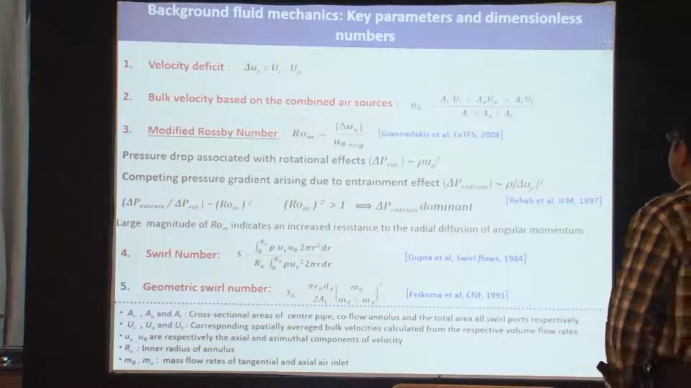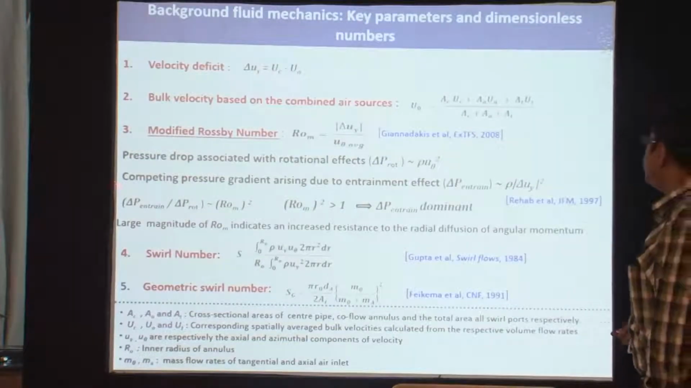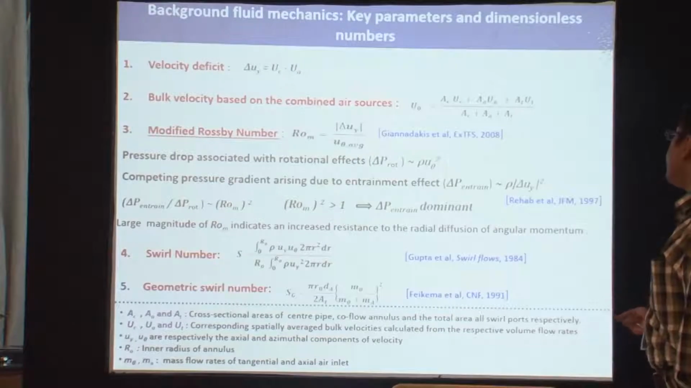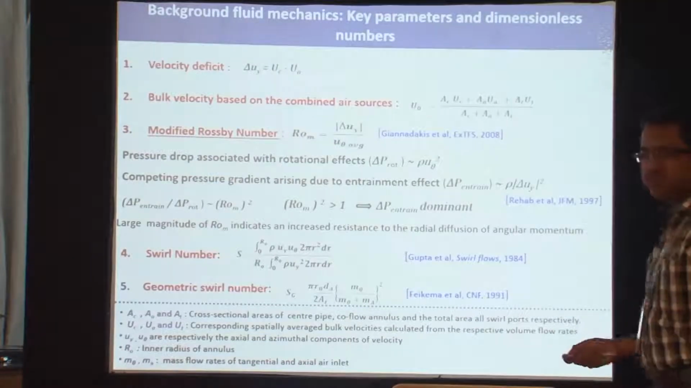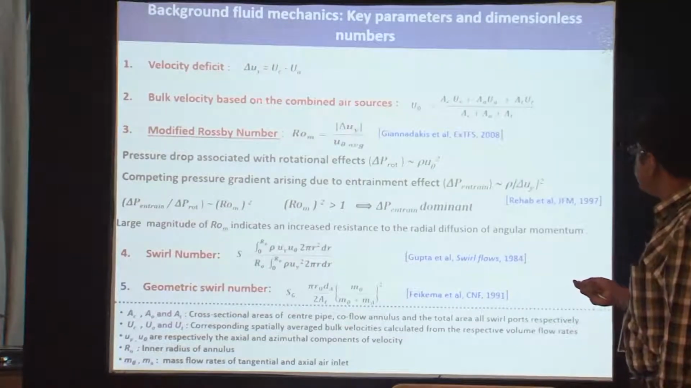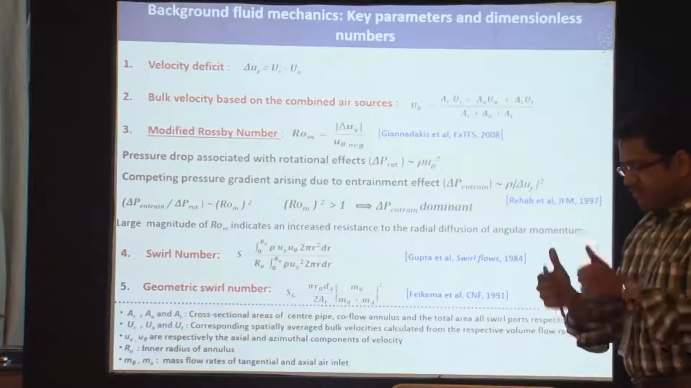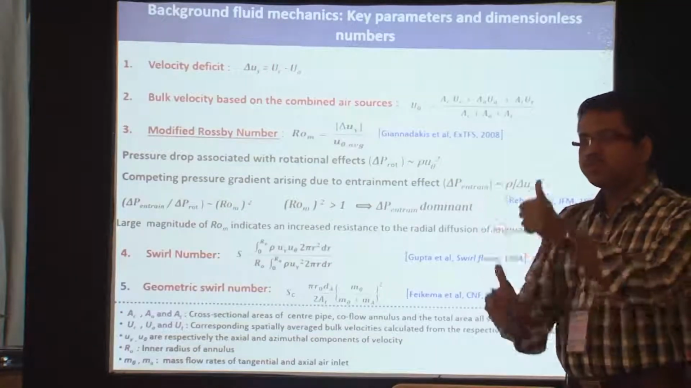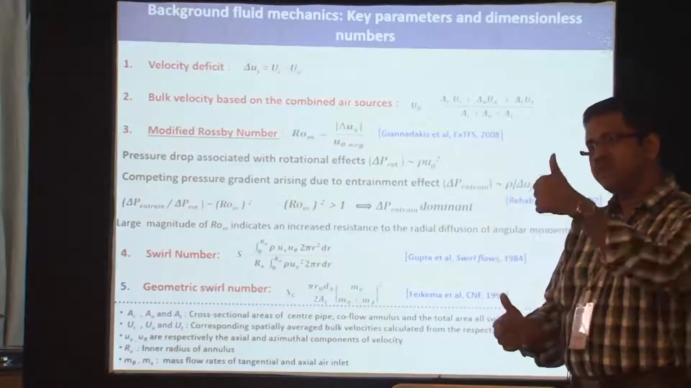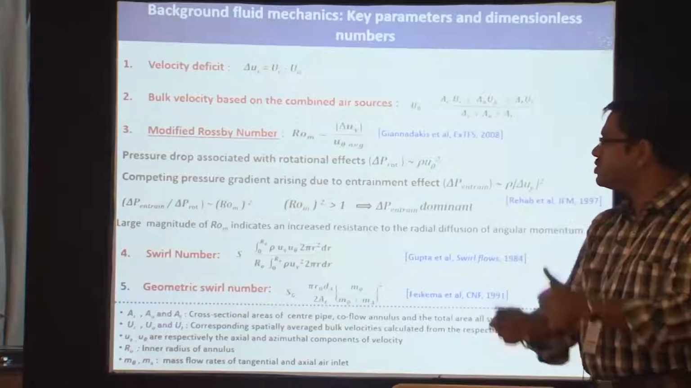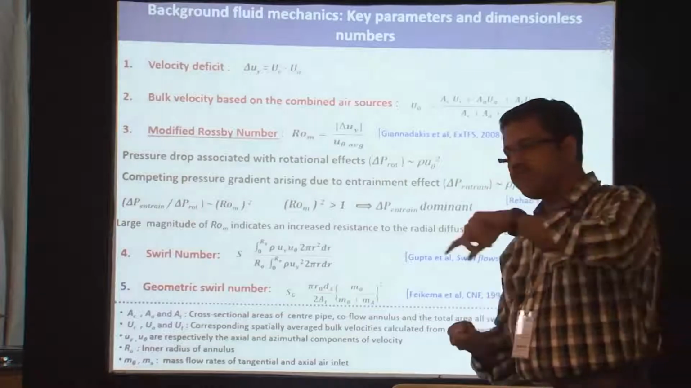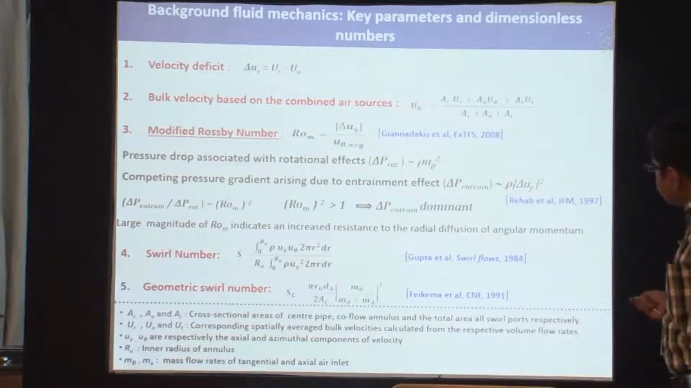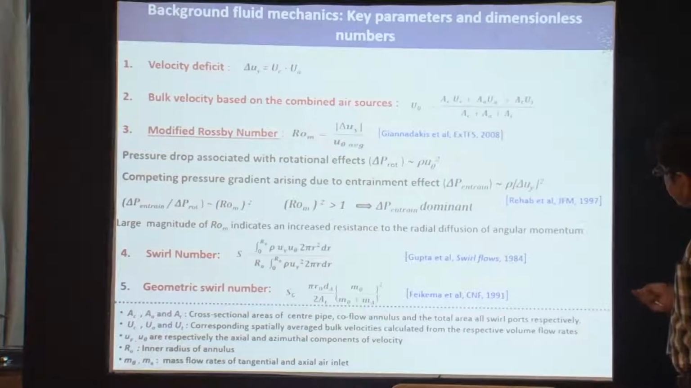Some of the important parameters over here: the most important parameter that you can define, apart from the swirl number, is what we call the Rossby number effect. The Rossby number involves delta Uy, which is the velocity deficit between the two streams, one coming from the central jet, one coming from the annulus. So there is a velocity deficit between the two. Essentially, it starts to create a toppling kind of moment on the flow.